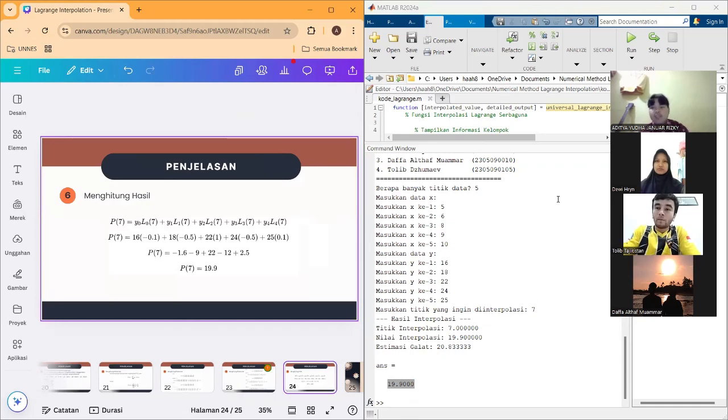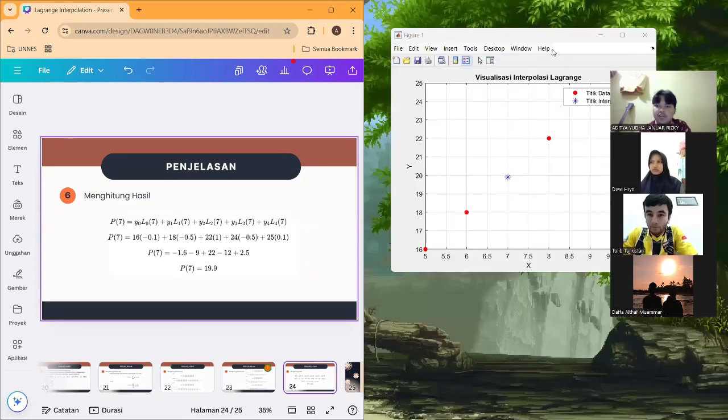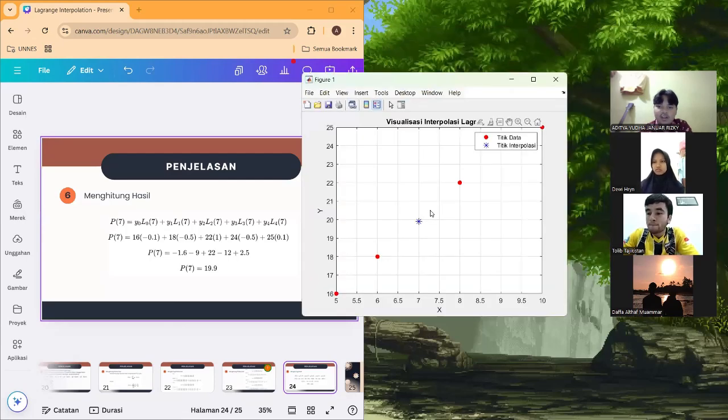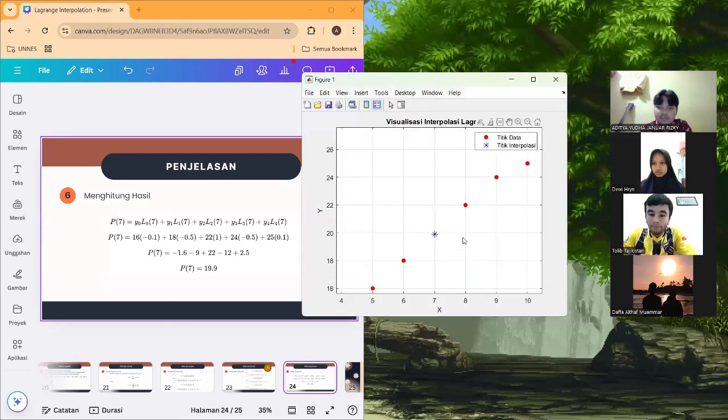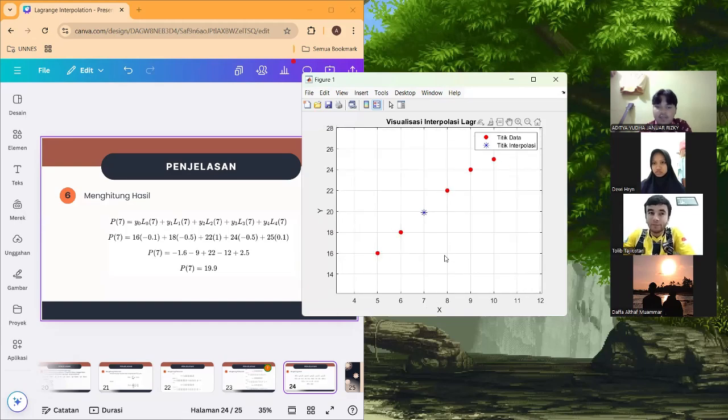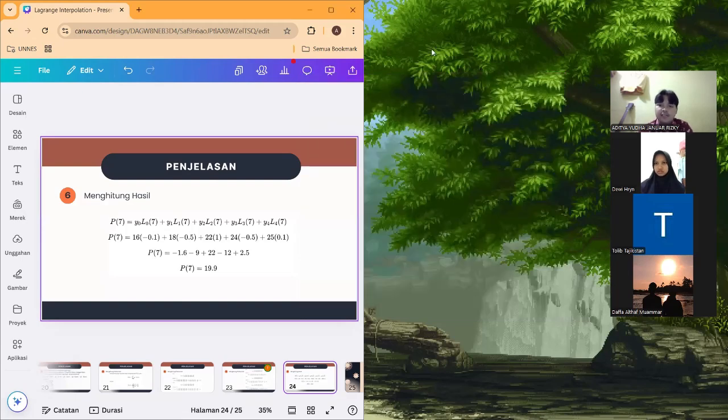Muammar explained. And as you can see here on the graph, we are given 5 points from 5 o'clock until 10 o'clock, and we want to find the data in between, which is at 7 a.m. And when we draw a line again, the data that we calculated before is on the track of the graph, so it is again correct.